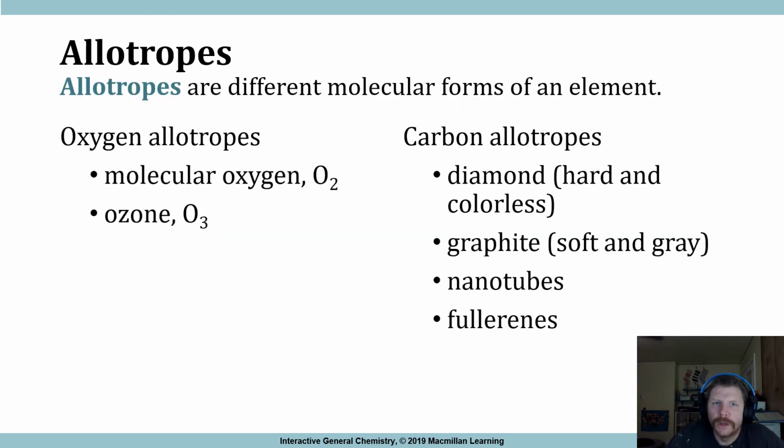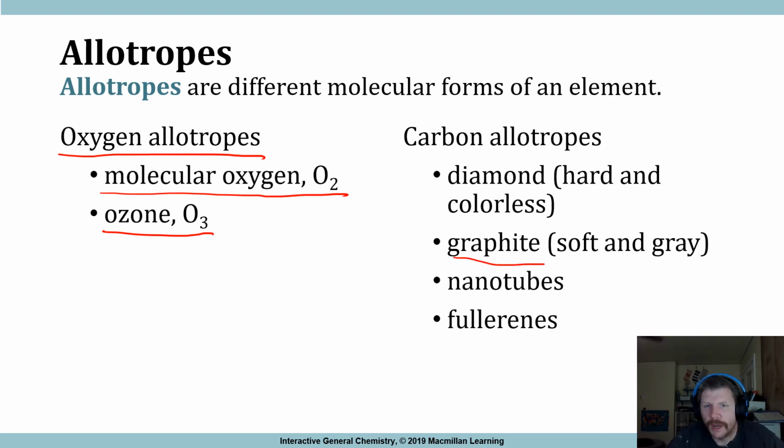Okay, allotropes are different molecular forms of an element. Oxygen allotropes are molecular oxygen, O2, and then another homonuclear molecule is ozone. That's nothing but oxygen, but it happens to be three oxygens. There are carbon allotropes: graphite in pencils, nanotubes, which can be used in medicine as well as many other applications, and diamond, and it's just the network of carbons that have all formed together.